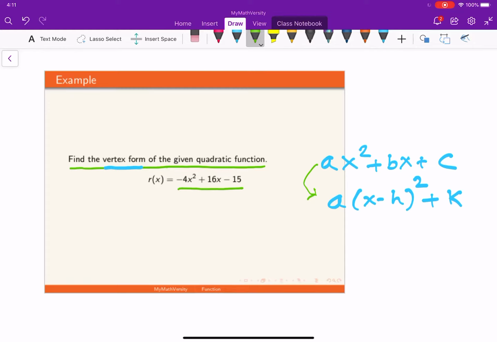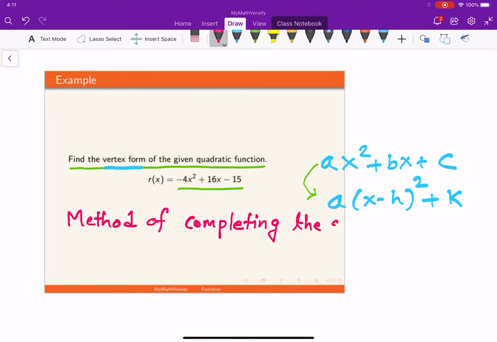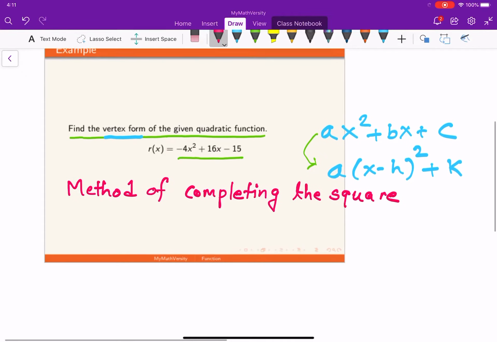There is a method called the method of completing the square, so we're going to use that. Our goal is to use the method of completing the square to transform the standard form into the vertex form. So let's try to do it.